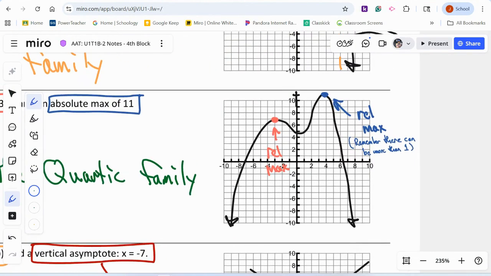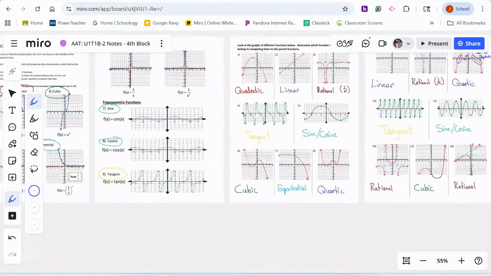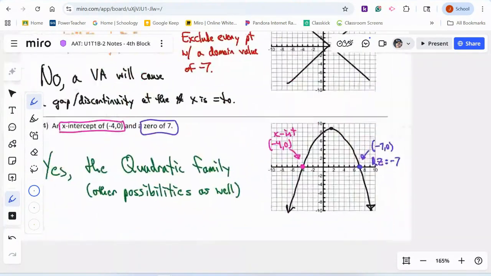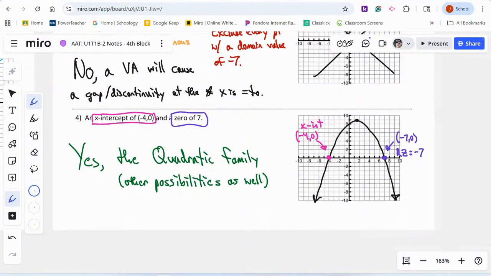You can see this graph right here that I drew looks like the inverse, the flipped version of number 8, where we have 2 relative minimums and an absolute minimum. So that would fit in the quartic family. The last one, number 4 here, of course, we can have an x-intercept at -4,0 and a 0,7 because we can have multiple x-intercepts. So we have an x-intercept at -4,0, that would give us a real 0, and we have an x-intercept at 7,0, and that would give us our real 0 of 7.